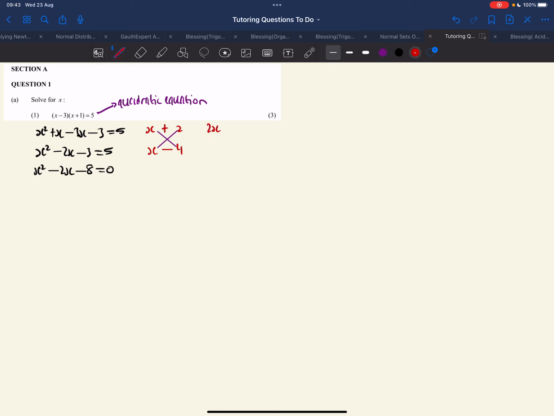So we're going to get 2x minus 4x. If we add them up, we should get minus 2x, which is basically what we want there. So let's do that in brackets. So we get (x plus 2)(x minus 4) equals 0. Separate the brackets and equate them to 0. x plus 2 equals 0, or x minus 4 equals 0. x equals minus 2, or x equals 4. So this is the solution to the given quadratic equation above. Right.